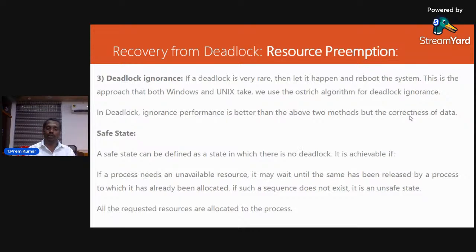So when the process gets the sequence, I can say it is in a safe state, and the resources are going to be allocated to the process so that the process will move to its designated task. So all the requested resources are allocated to the process.